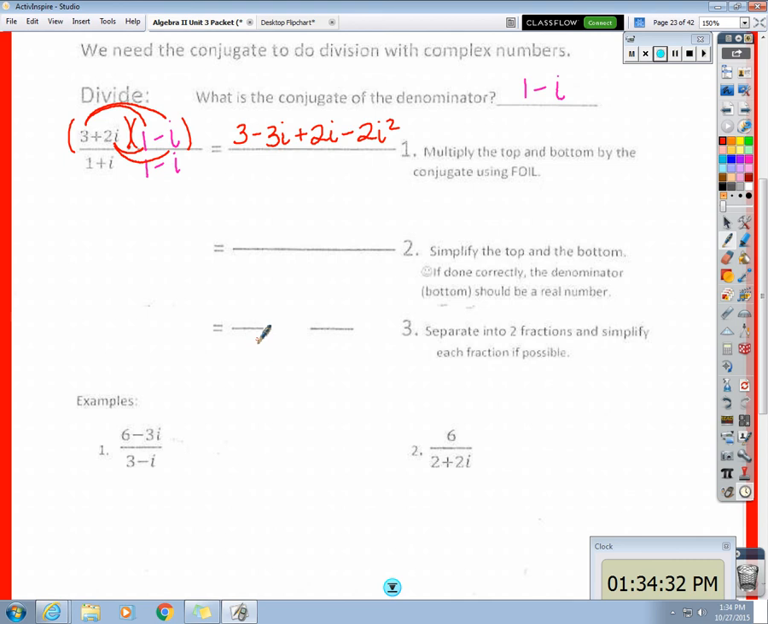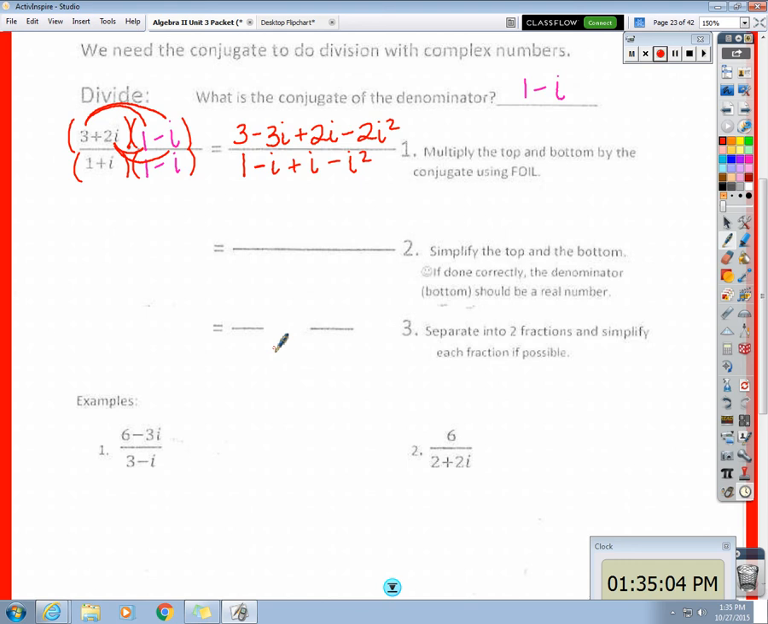Okay, now what do we got to do to the denominator? The same thing. So first we do the first terms, which are 1 times 1. Then we do the outer terms, 1 times negative i, negative i. Then we do the inner terms, i times 1, positive i. And then we do the last, i times negative i, negative i squared. Okay, so does everybody understand what we've done so far?